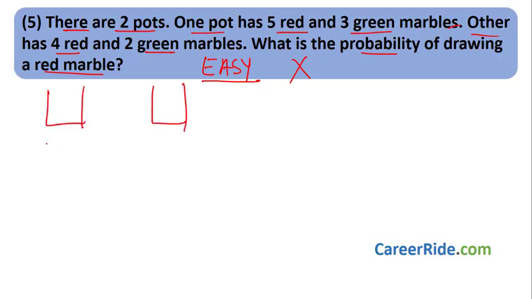Okay, 2 pots. This is the first one, this is the second one. This pot has 5 red and 3 green marbles. The second pot has 4 red and 2 green marbles, right? What they ask is, what is the probability of drawing a red marble?